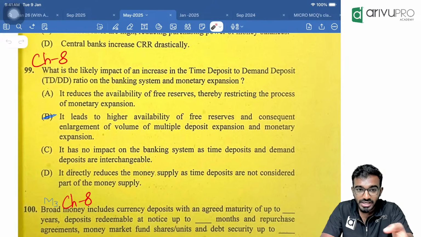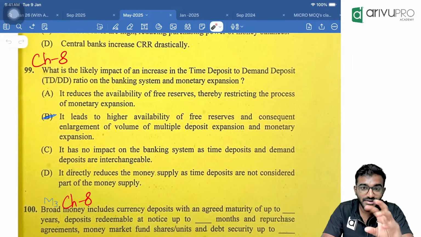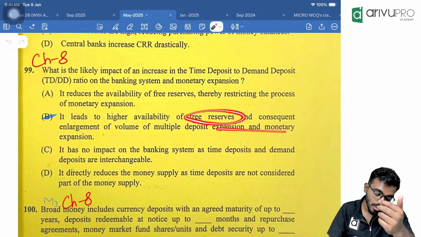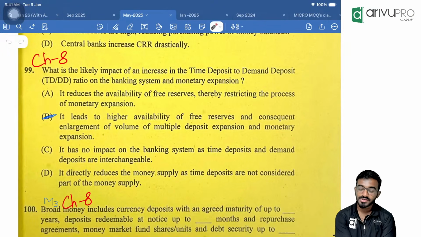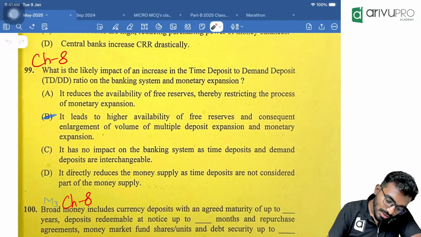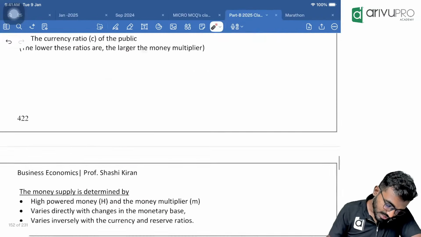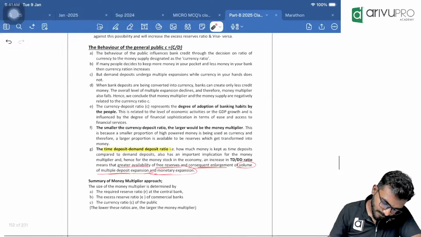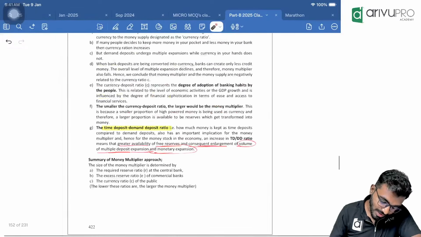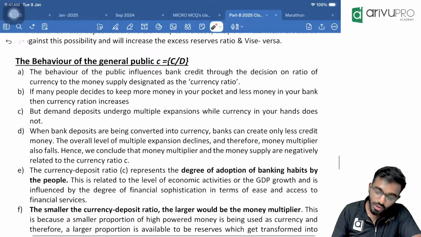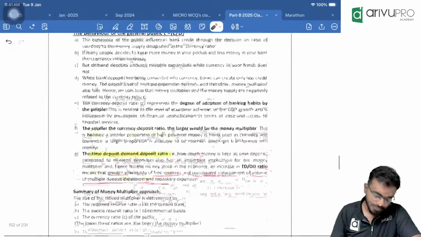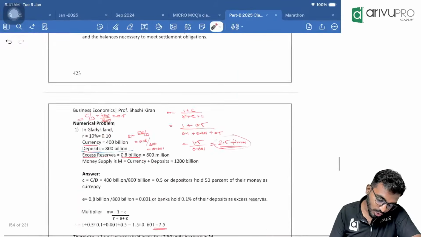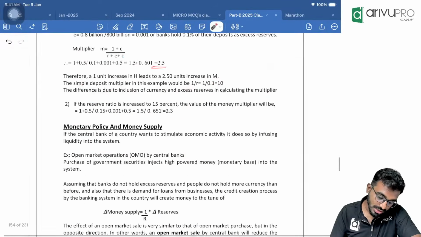When you keep more money in FD rather than your savings account, for the next 1 year or 6 months, you will not touch that money. That money will become a free reserve for a bank to give more and more loans to expand the deposits. That is the concept there. Last one, behavior of a general public. See, general public behavior, we think that their habits are more and more towards banking, not towards keeping cash in the hand. So all three combined behavior put together, we identified the concept of money multiplier.